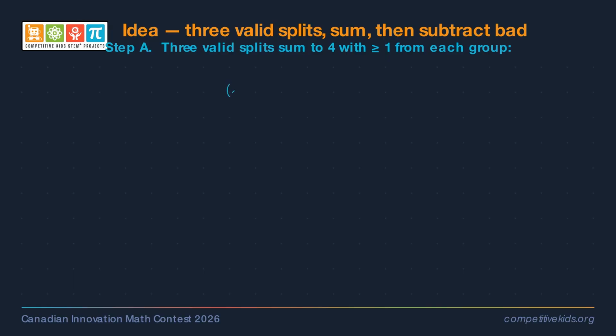For the first split, 2 mentors, 1 club lead, 1 athlete. 3 choose 2 times 3 times 3 equals 27. For the second split, 1 mentor, 2 club leads, 1 athlete. 3 times 3 choose 2 times 3 equals 27.